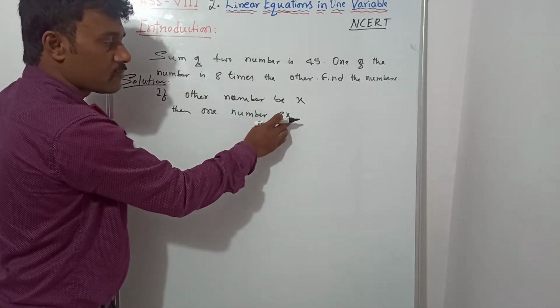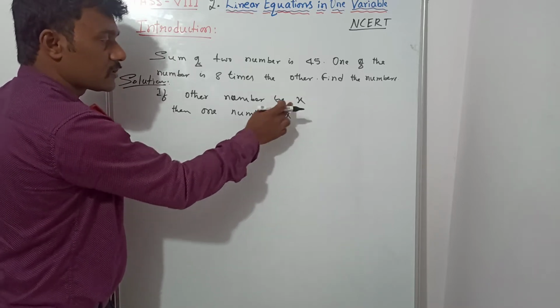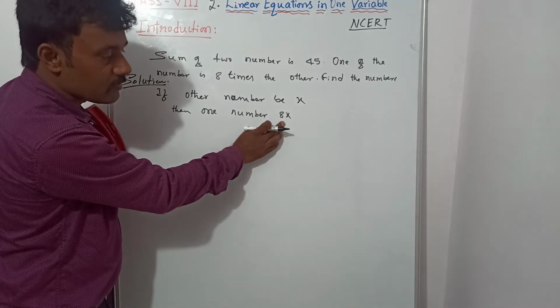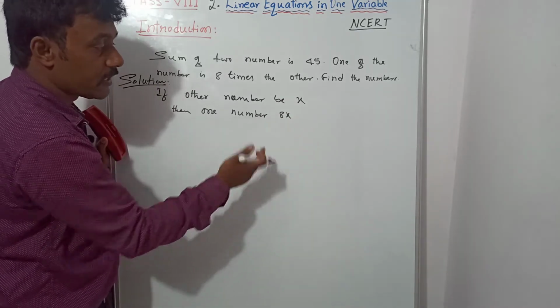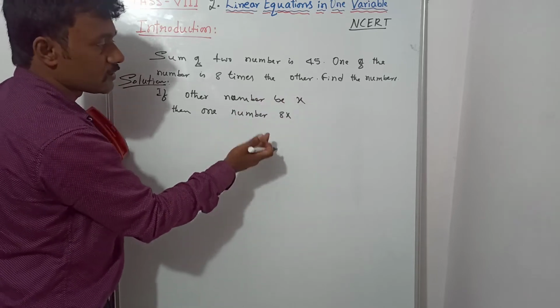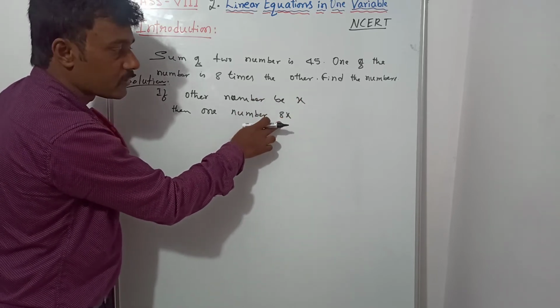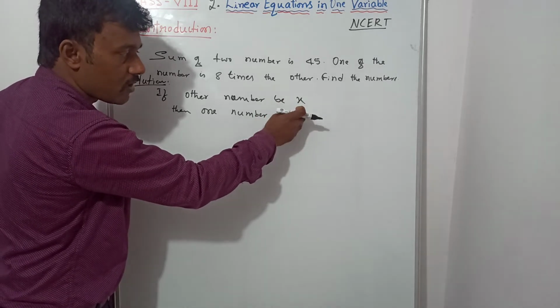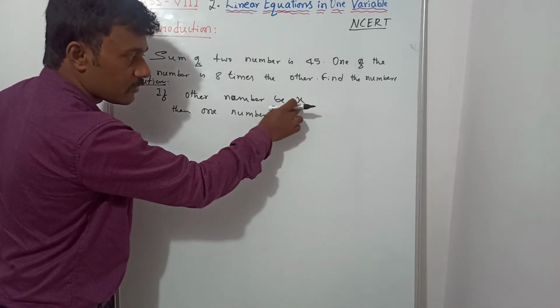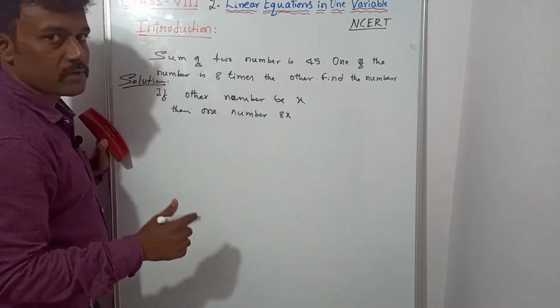So then the first number, it is what? 8 times the second number. That's why if the first number is x, then the second number will be 8x, 8 times the first one. So if you write the first number as x, then the other number will be 8x. If one number is 8x, then the other number is x. So this is the relation between the two numbers.